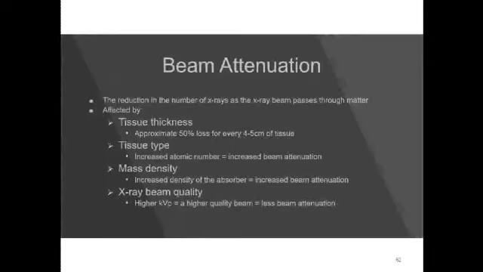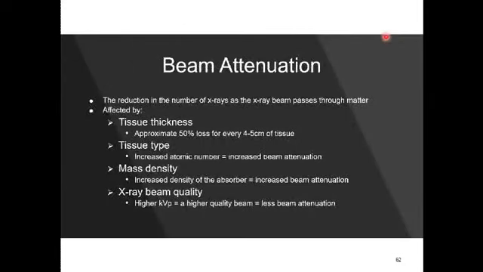The next concept is talking about attenuation. And attenuation is a weakening of the beam as it passes through matter. So it's the reduction in the number of X-rays as the beam passes through matter. What it's affected by: thick tissue. Approximately 50% is lost for every 4 to 5 centimeters of tissue.